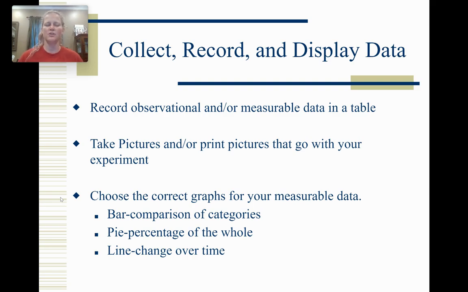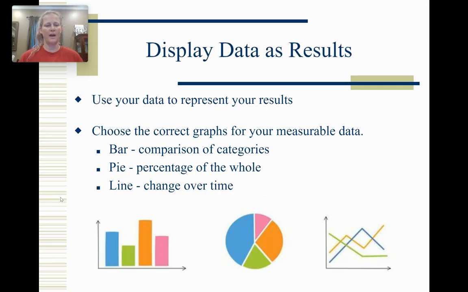And then you need to choose what kind of graph you're going to use for your data. So you can use a bar, a pie, or a line graph. So these types of graphs have different uses. So if you are going to compare categories, let's say you had, and I'm making this up, blue birds, green birds, orange birds, and pink birds, the color can be a category. So a bar graph would be good here.